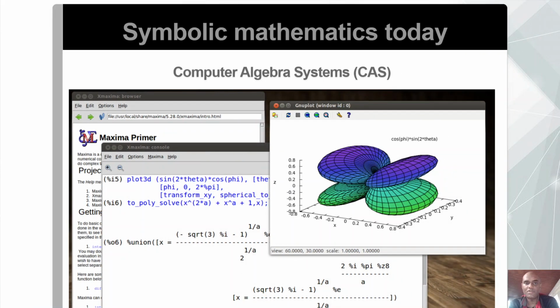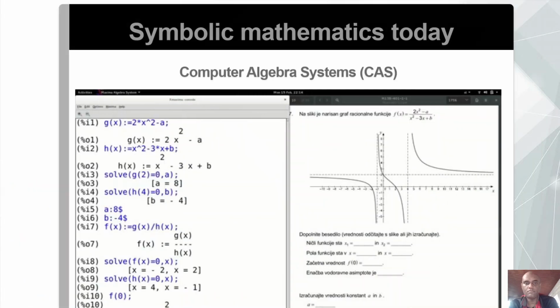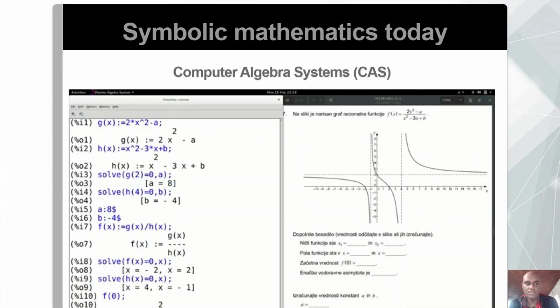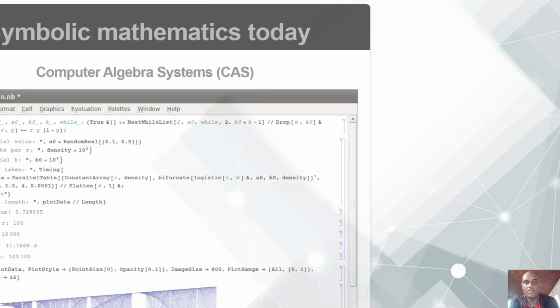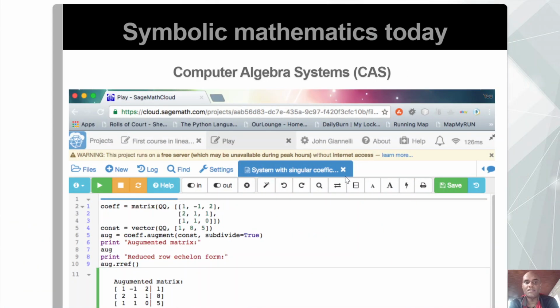So here's an example of a computer algebra system. This is the Maxima CAS. It's a really popular open source computer algebra system. This is Maxima again doing some equation solving and visualization. This is the Mathematica CAS. This is a really popular commercial CAS. And this is SageMath, which actually uses Python as its interactive programming language. This is another popular open source computer algebra system.